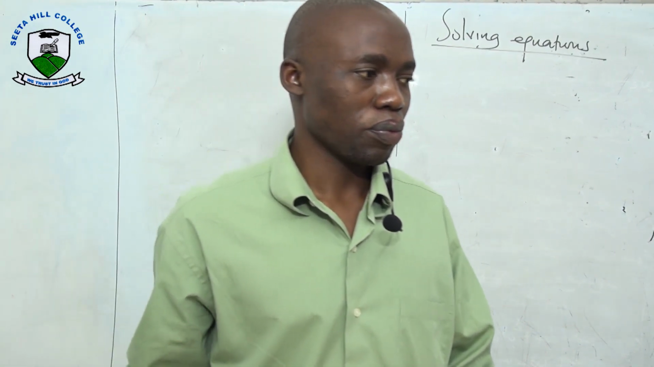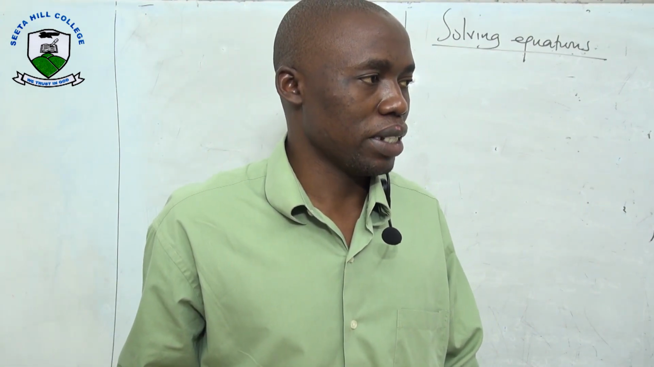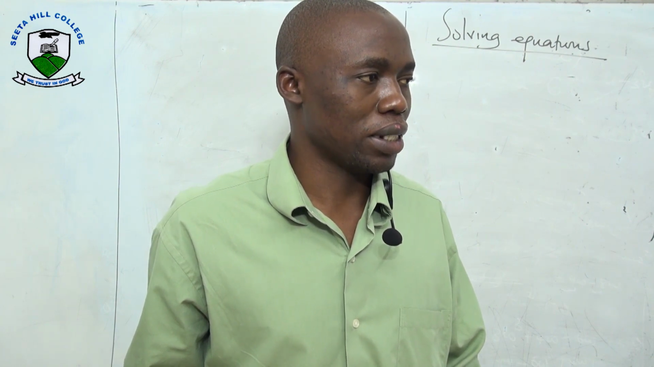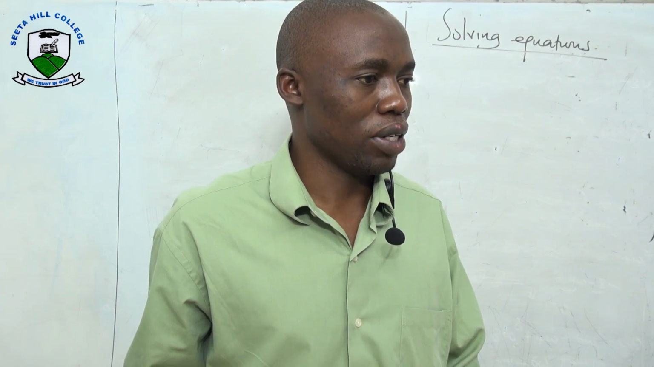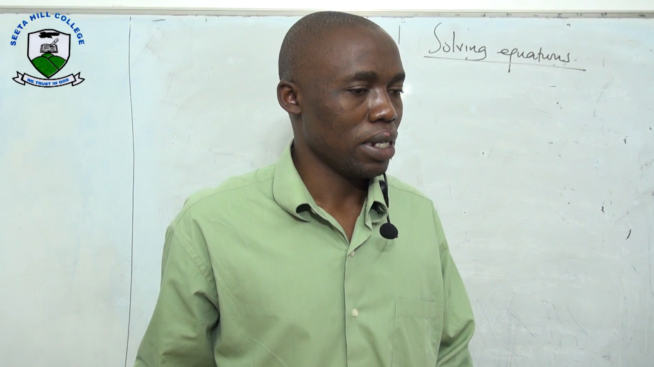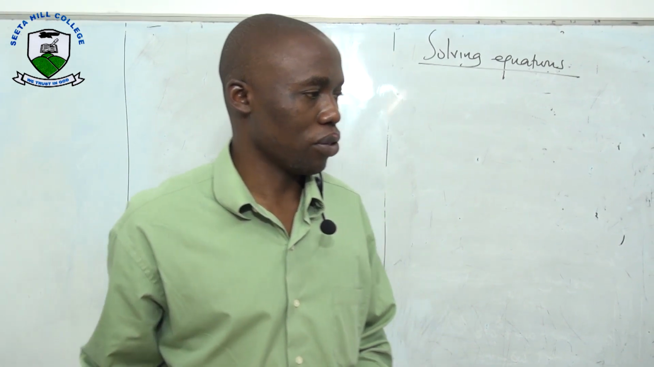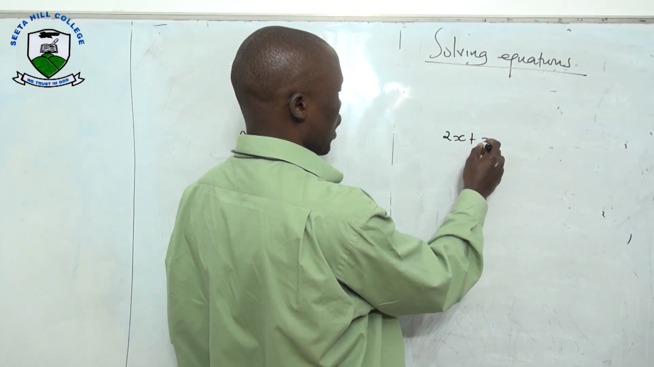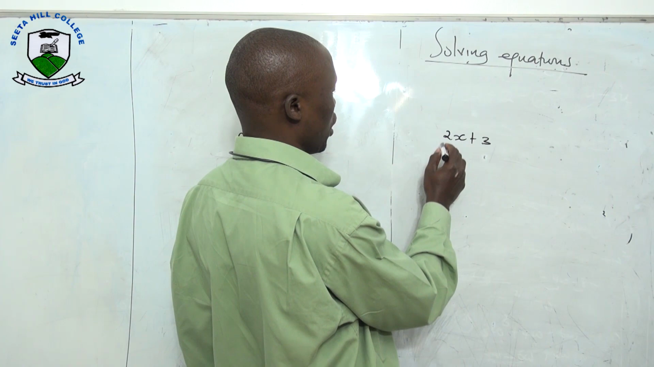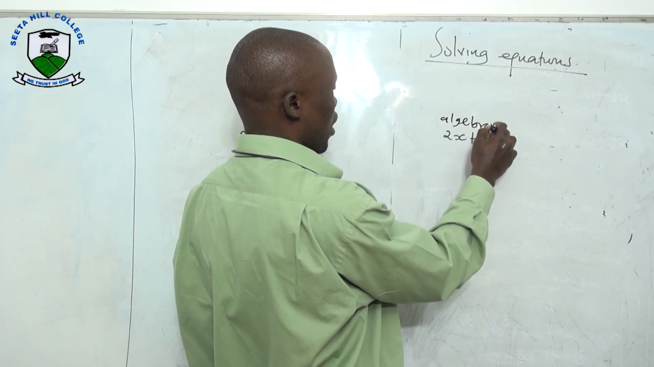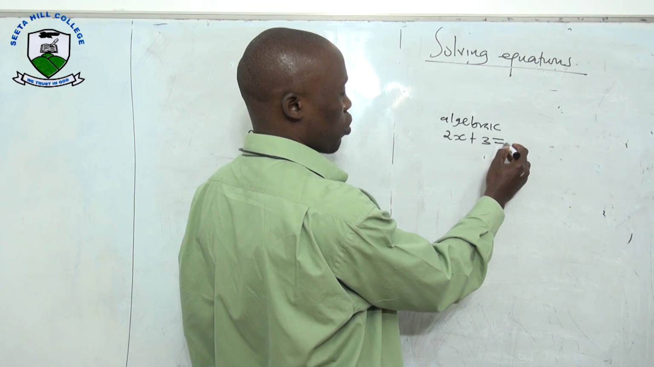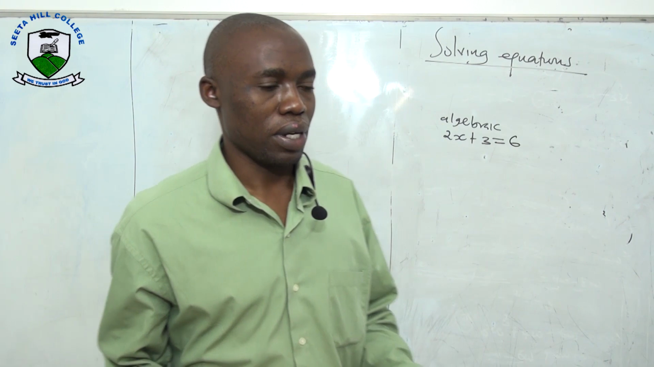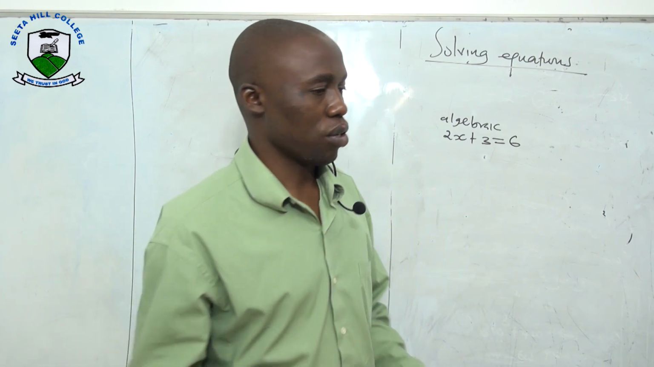Now, an equation is an algebraic expression that has equal signs. When we introduce equal signs, the expression is now being called what? An equation. This is just called an algebraic expression. But when I introduce equal signs, it becomes an equation. Thank you. Now, let us solve them here.